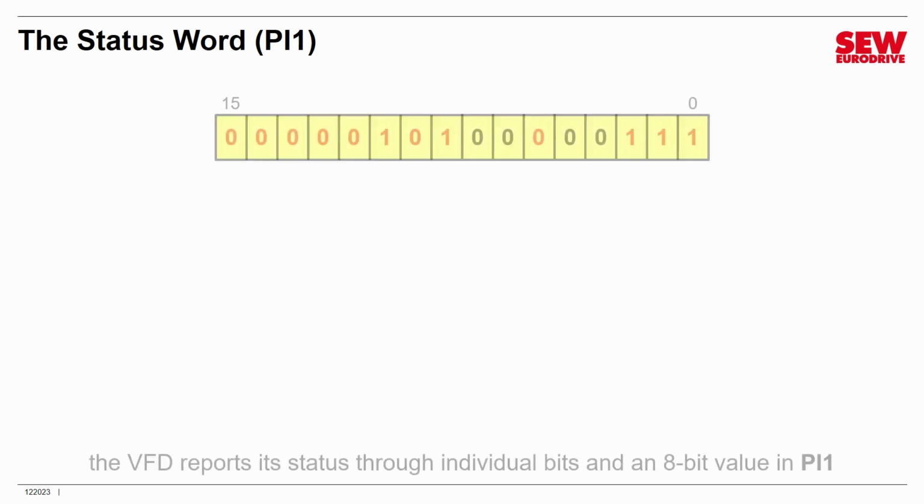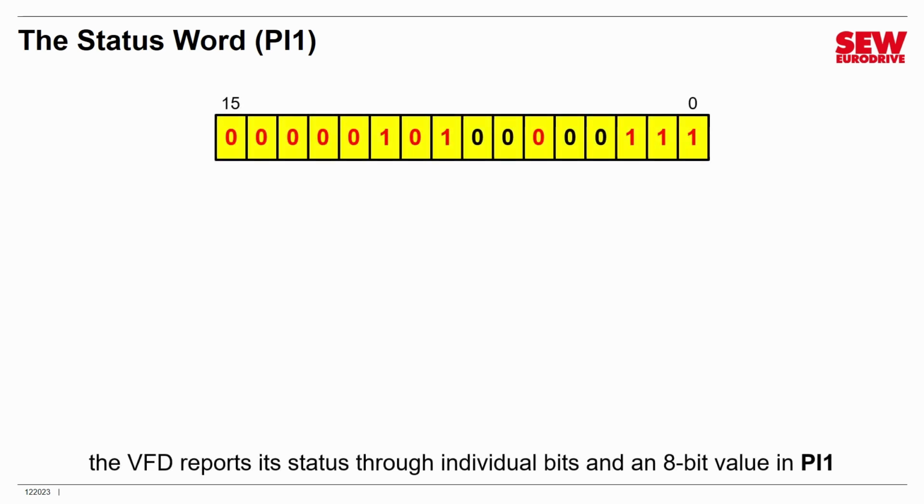Process input word 1 is the status word. It tells you what the VFD is doing. And it looks like this. It's one where the individual bits mean things. So it's going to report its status through individual bits and also an 8-bit number value as well. So this is kind of a hybrid word. It has both a number in it and individual bits.